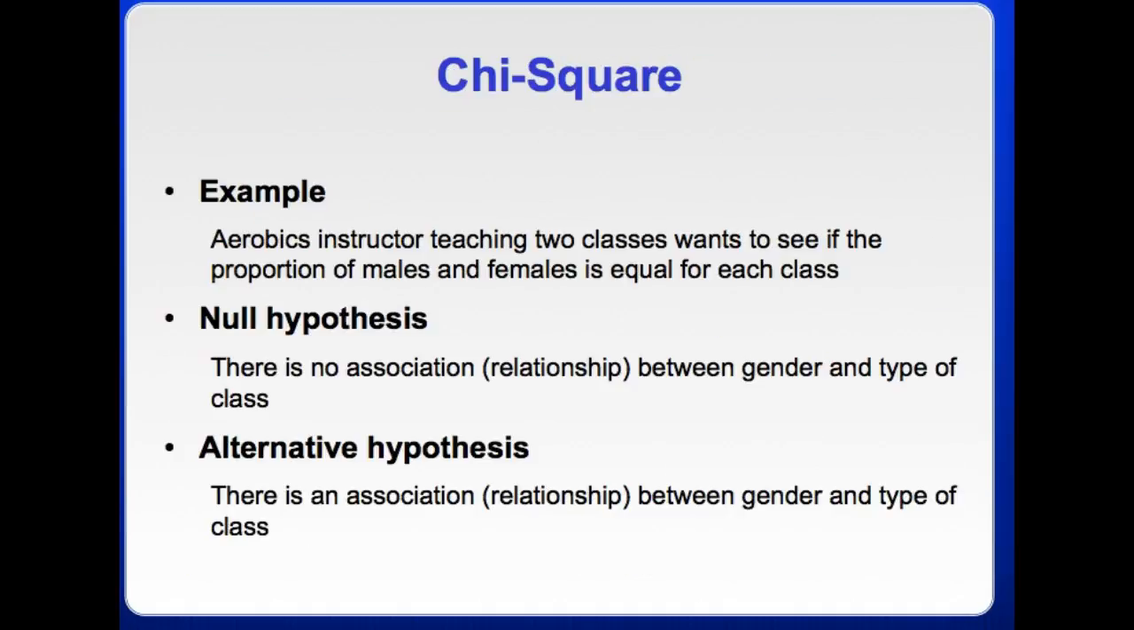Let's talk about a chi-square. Example: an aerobics instructor teaching 2 classes wants to see if the proportion of males and females is equal for each class. Your null hypothesis: there is no association between gender and type of class. But an alternative hypothesis would be there's an association, a relationship between gender and type of class.